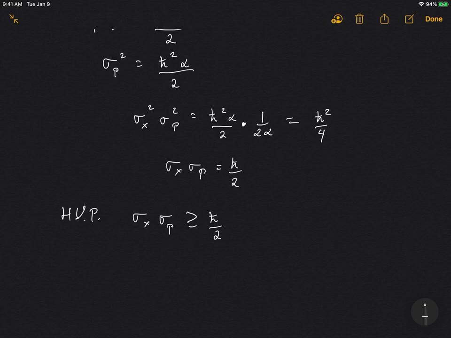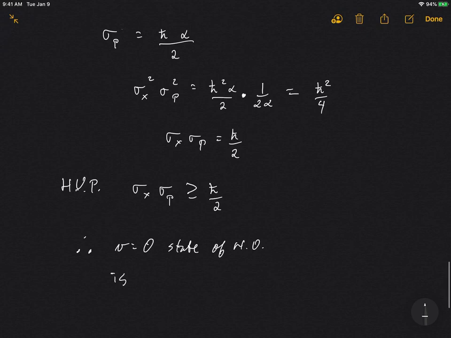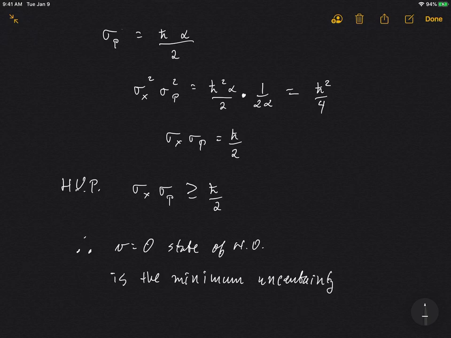The ground state of the harmonic oscillator, the v equals 0 state, is the minimum uncertainty wave function. We're not going to necessarily prove that there are no other functions that give you this, but it turns out that, yes, this is the minimum.